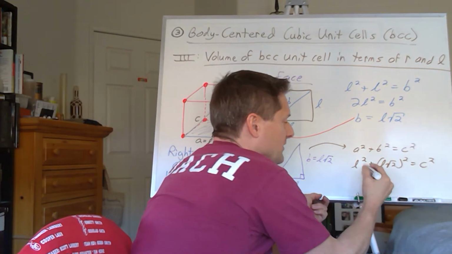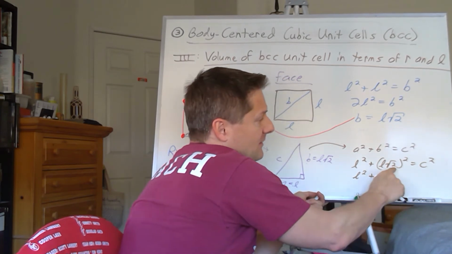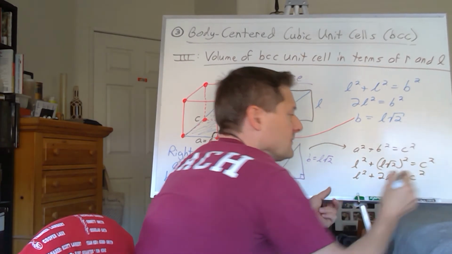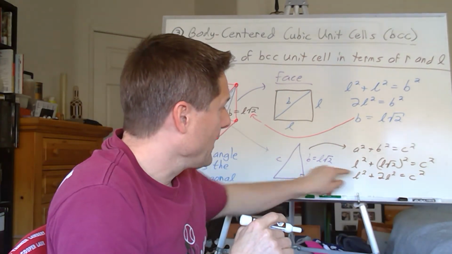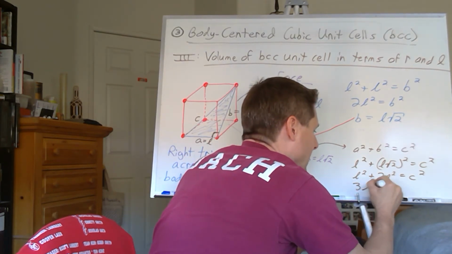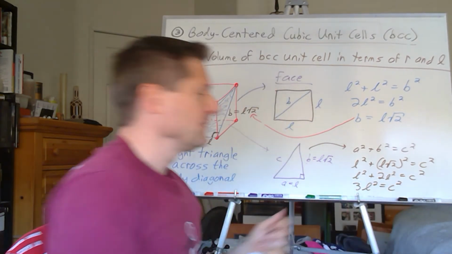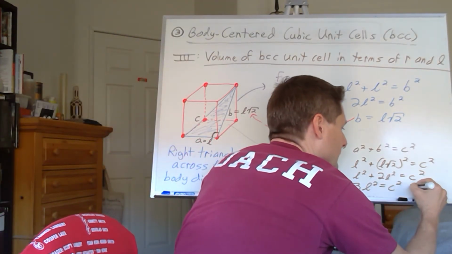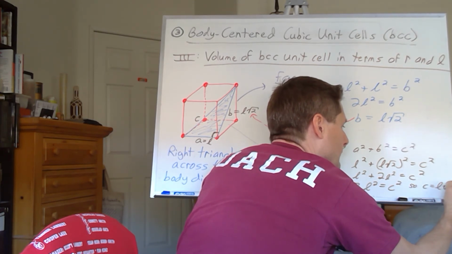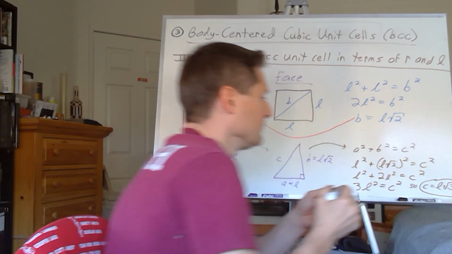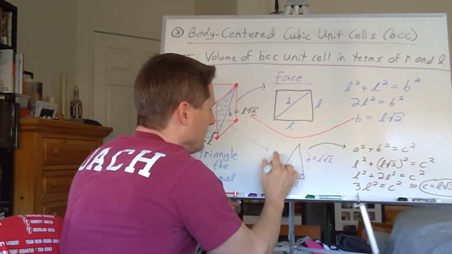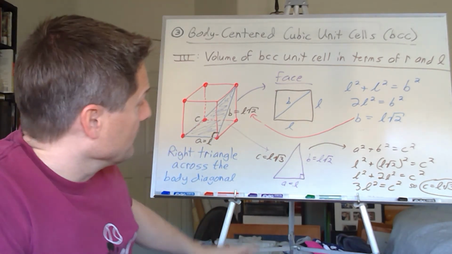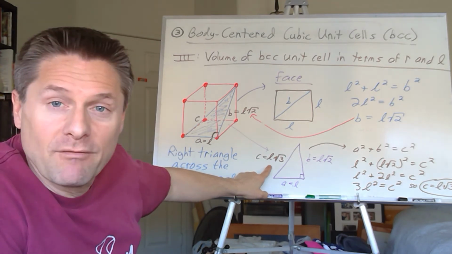Did you get it? All right, let's work this through. So this would be L squared plus, square root of 2 squared is 2, so this would be 2L squared equals c squared. And then if we add these together, this would be 3L squared equals c squared. So take the square root of both sides. So c would be L times the square root of 3. So now we've got that body diagonal length in terms of edge length.